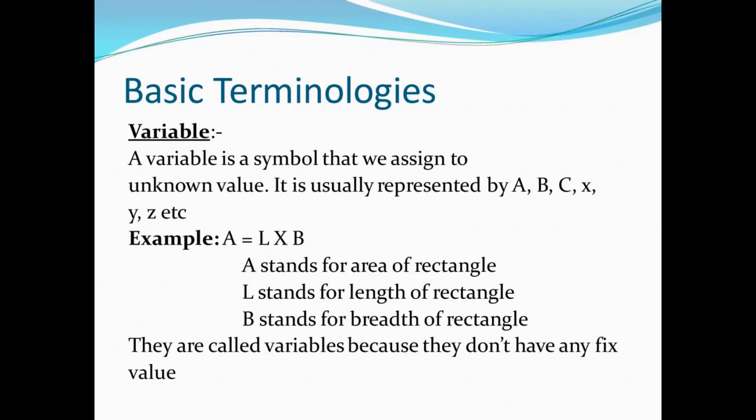As we have one formula for finding the area of a rectangle. Area of a rectangle is given by the length of a rectangle multiplied by its breadth. In general, we can write it as A equals L into B, where A, L and B are variables. A stands for area, L stands for length and B stands for breadth of a rectangle. Length and breadth may vary depending upon the given situation, figure or question, due to which their area may also vary. That is why they are called variables, because they do not have any specific value.